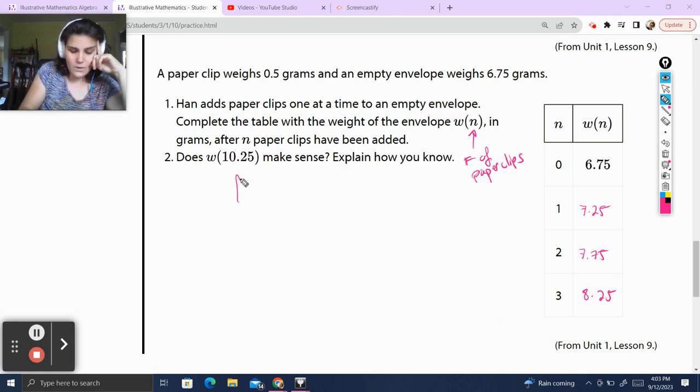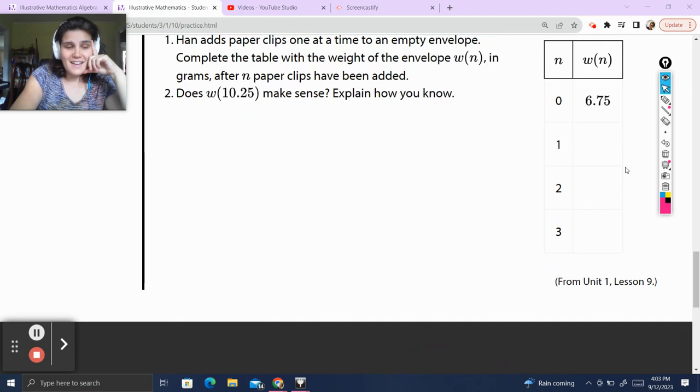So when we have question 2, does W of 10.25 make sense? Well, unless you have a quarter paperclip or a 0.25 paperclip, it does not make sense because we're adding paperclips one at a time in terms of whole paperclips. So a decimal number of paperclips doesn't make sense. So no, it does not make sense. And that is the end of our problem set.